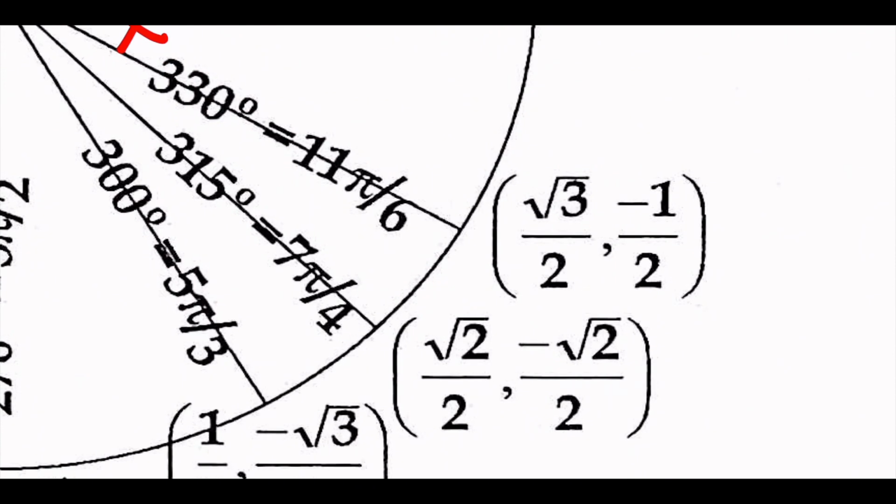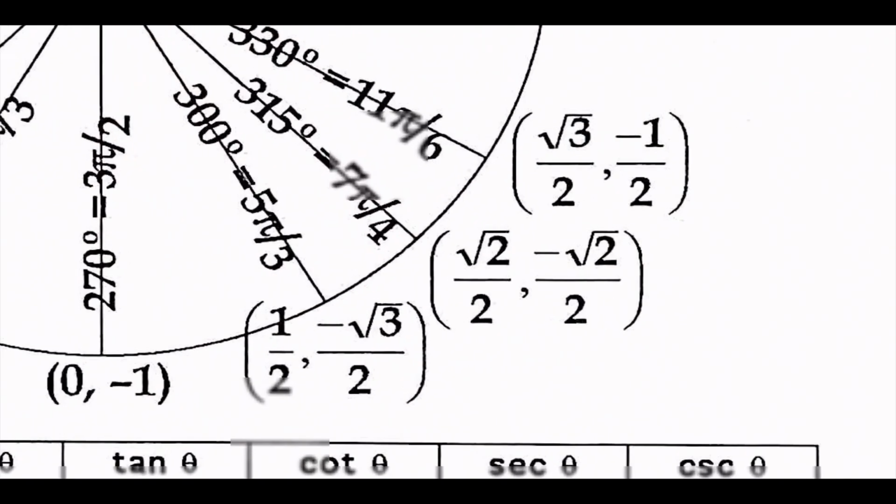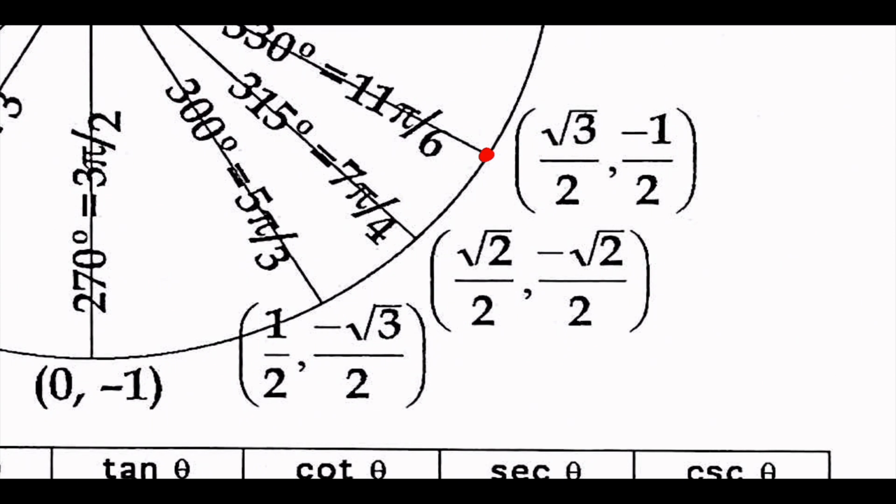All right? 11 pi over 6 shares a point with negative pi over 6, right? And 7 pi over 4 shares a point with negative pi over 4. And 5 pi over 3 shares a point with negative pi over 3, right? They share points. They're at the same location, so we can just use those points.